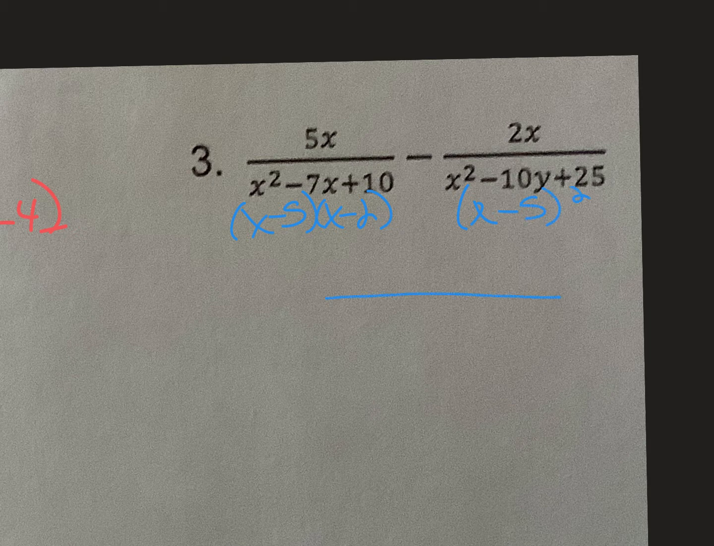That's important that you do that because, again, your LCD is every factor. This time I have an x minus 2 and x minus 5. If they share one and there's no exponent, don't put an exponent. But if one of them does have an exponent, make sure you use the larger of the two.